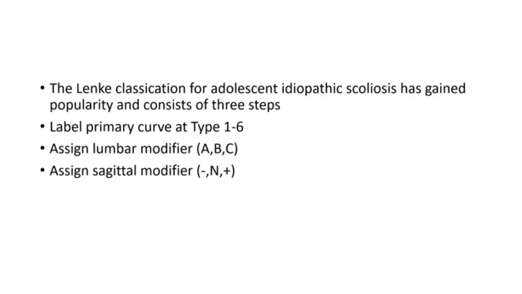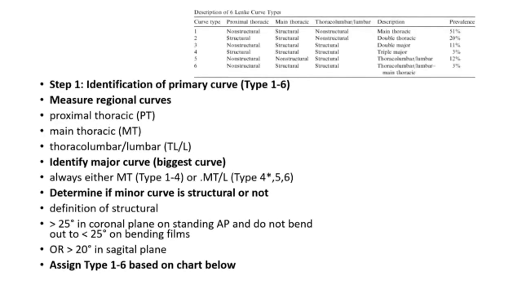The Lenke classification is, I think, the most useful in my hands. It takes into consideration 3 parameters: label the primary curve, so it's doing the same as King's, then assign the lumbar modifier, and then assign the sagittal modifier. So this is step 1. Step 1 is seeing where the real non-flexible curves are.